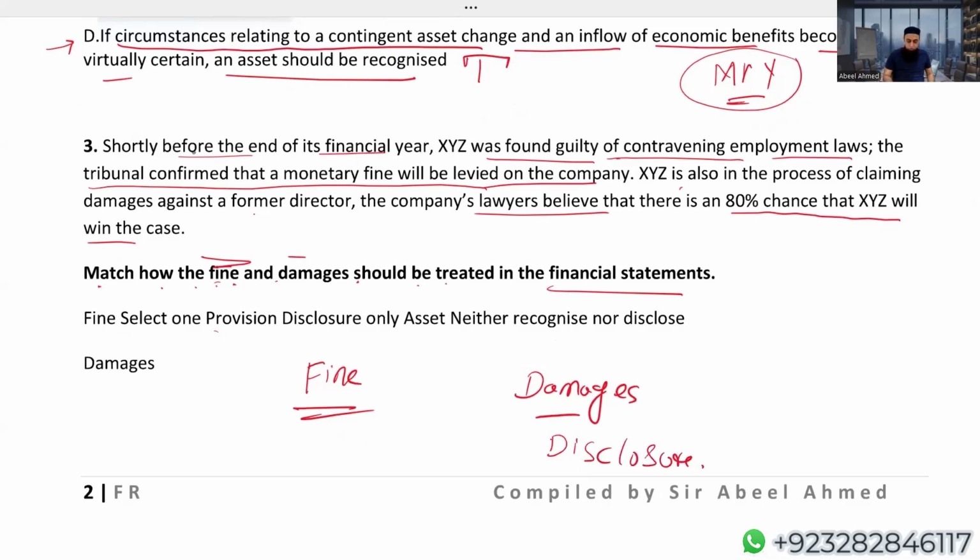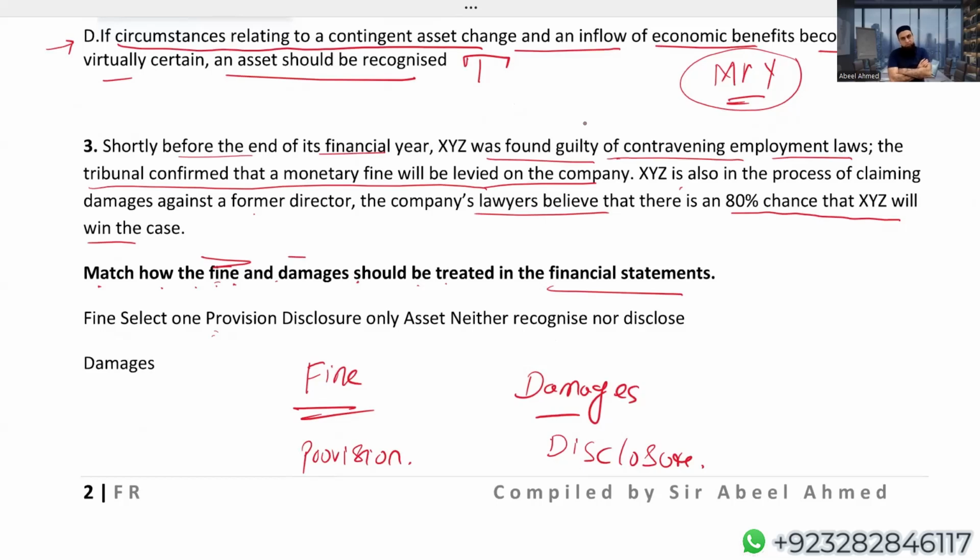And look at this. Shortly before the year end, XYZ company was found guilty. The company was found guilty, so you have to recognize a provision, meaning a liability. You need to recognize a provision because the company is found guilty.